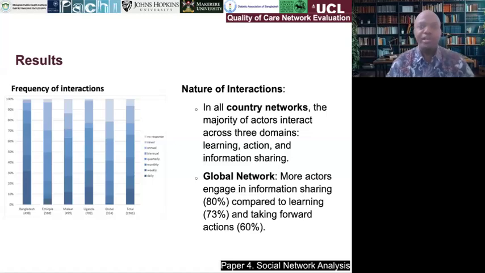And when we look at the nature of these interactions, in all countries, the majority of actors interact across three domains: learning, taking actions, and information sharing. But at the global level, it was mostly information sharing, about 80% of that.